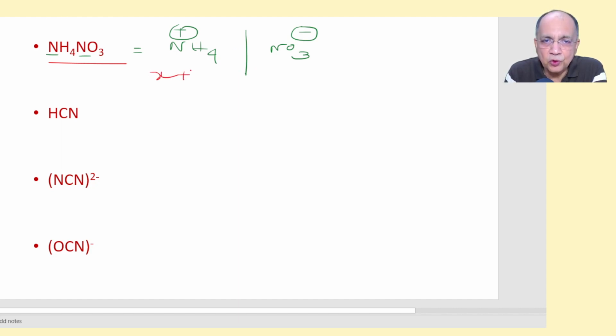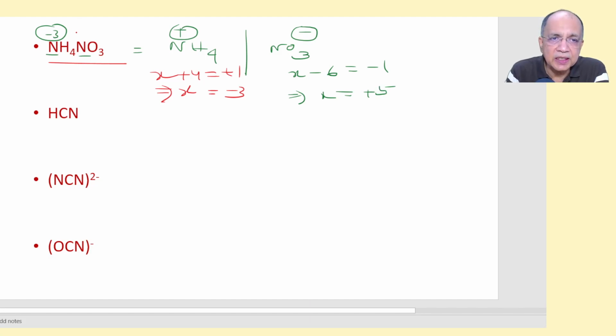X +4 is equal to +1, so X is equal to -3. So this is -3 here. And for the nitrate ion, it is X -6 is equal to -1, so X is equal to +5. So this is in the +5 state. If you make it 2x, that you will get an average of +5 and -3. So you can't do that because the nitrogen atoms are in a different environment. It is in a positive ion, ammonium ion, where it is -3, and the other one is the nitrate ion is +5.